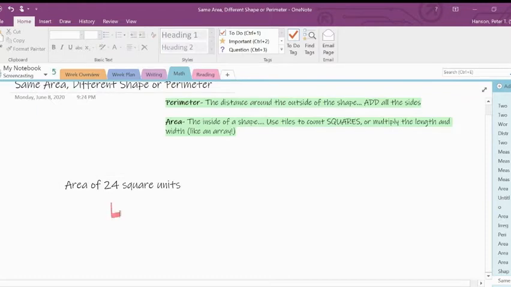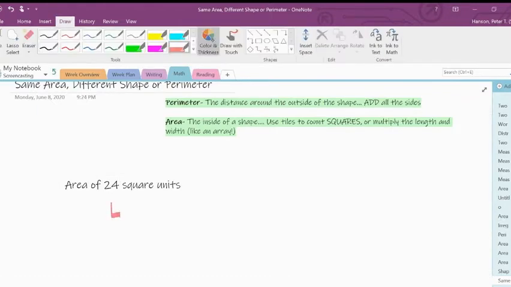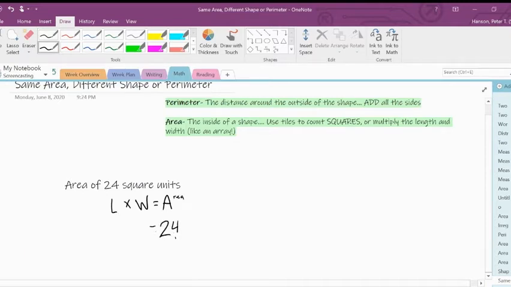I can come down here and go length. Oh, got to get myself going without my highlighter. I need my pen tool here. I have a length times width going to equal my area. L times W equals A, right? Meaning A is an area. Okay. So I want to think about what times what is going to equal 24.